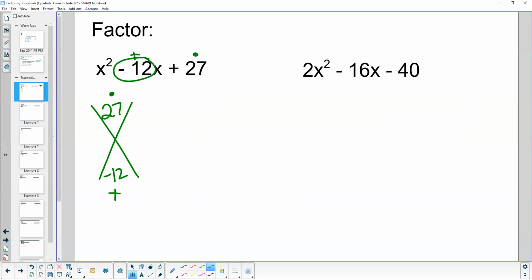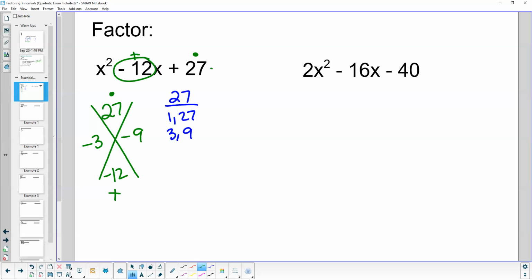So what we want to do is we want to look for numbers that multiply to 27 but add to negative 12. So when I start thinking of factors of 27 or numbers that multiply to that, you can get things like 1 and 27 and 3 and 9. Notice how we only have whole factors here. That's what we're shooting for. So as we look at those, in order for me to get a negative 12, I would need a negative 3 and a negative 9.